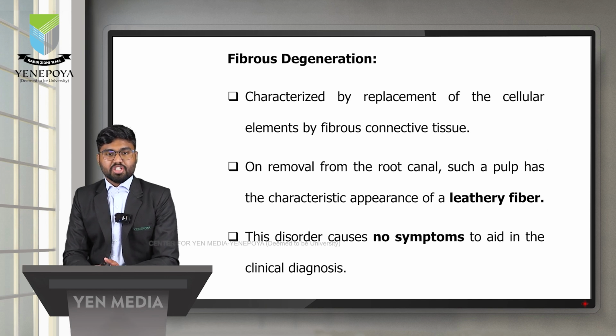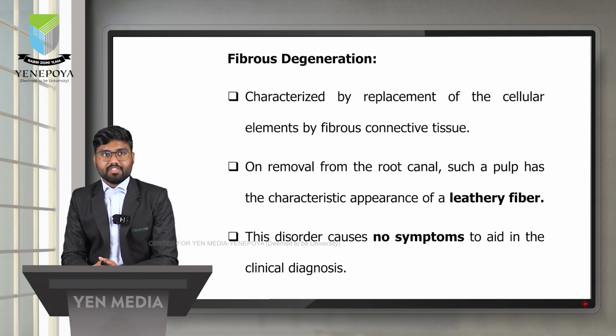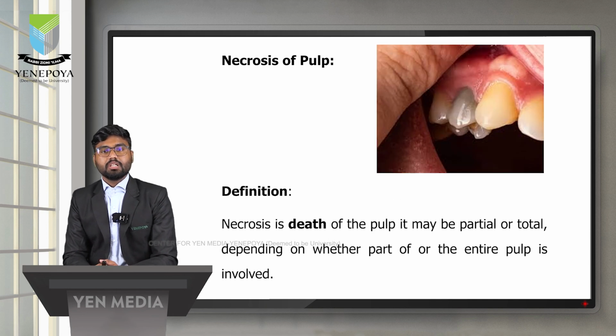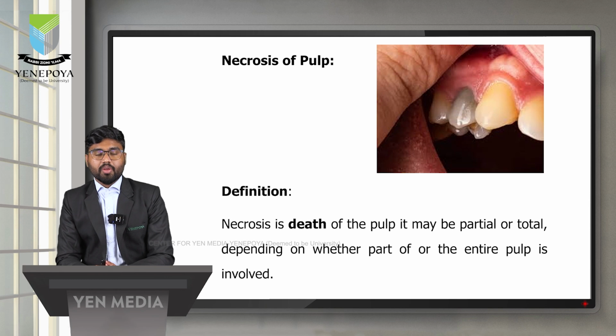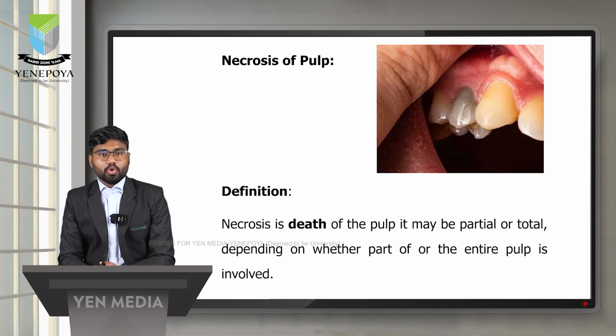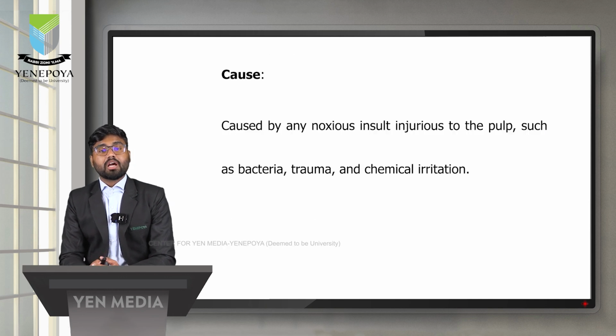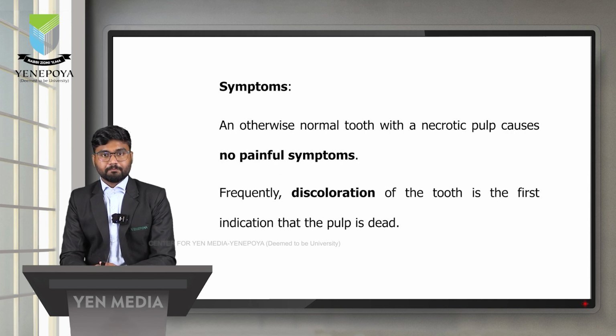Next comes fibrous degeneration, which is characterized by the replacement of the cellular elements by fibrous connective tissue. A characteristic leathery fiber appearance is seen. Most of the time the patient is asymptomatic in these cases. Lastly, coming to necrosis of the pulp, which essentially means the death of the pulp. It may be partial or total depending on what part of the pulp is involved. The causes might be some kind of noxious stimuli that can range from caries, trauma or even chemical irritation that can lead to the death of the pulp.